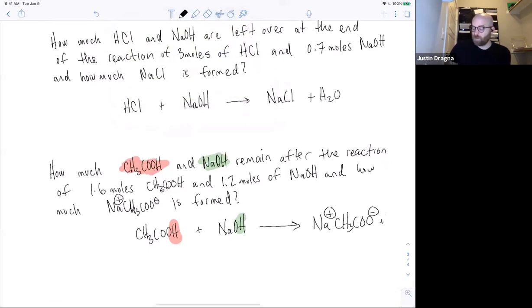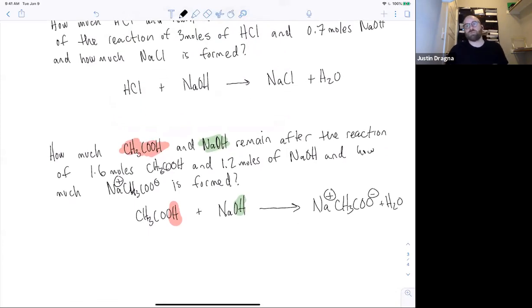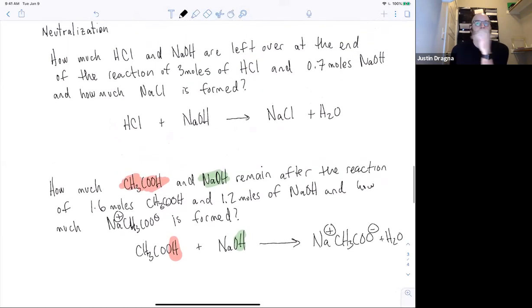And then I have water over here, which I don't care about. And so those are the starting points for your neutralization reactions. If you can get through this part, though, then the next part becomes just the stuff that we've been learning about. That's when you have to start letting the new acid-base chemistry kick in.